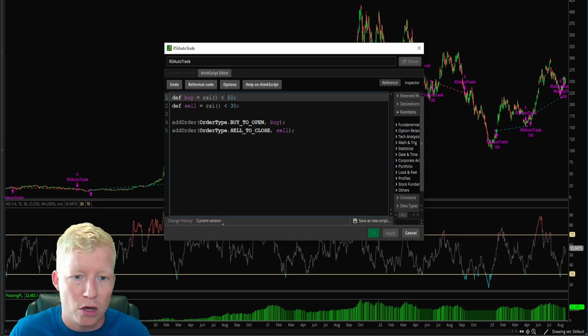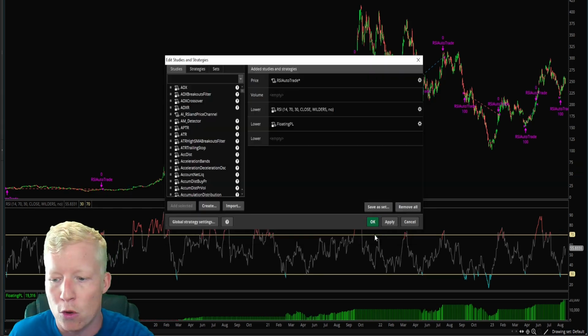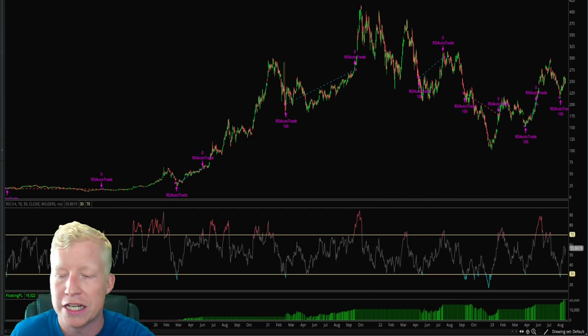So if I put it back on what it was, we were buying when the RSI was below 30. We were selling when the RSI was over 70. And we found that worked okay. That works pretty well for a day trading strategy.